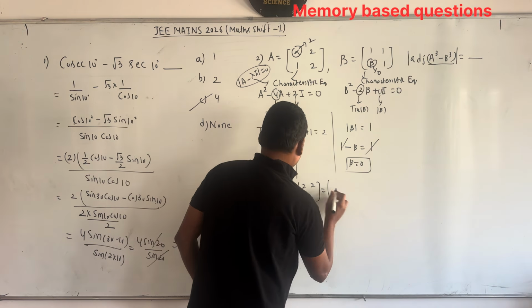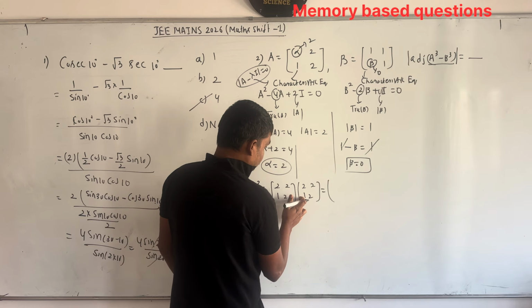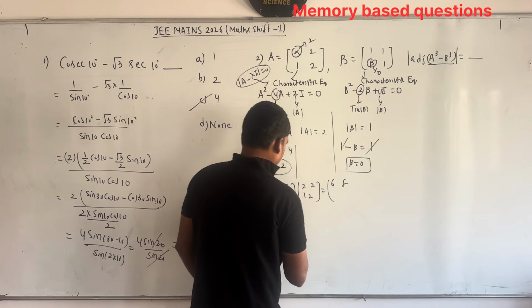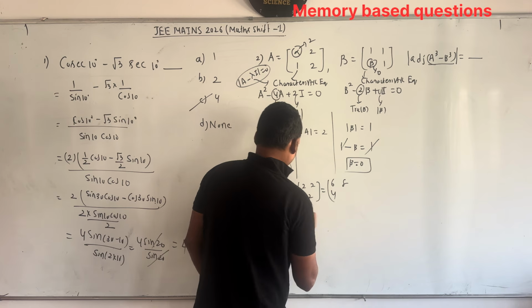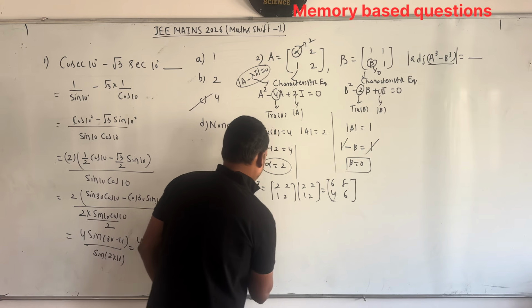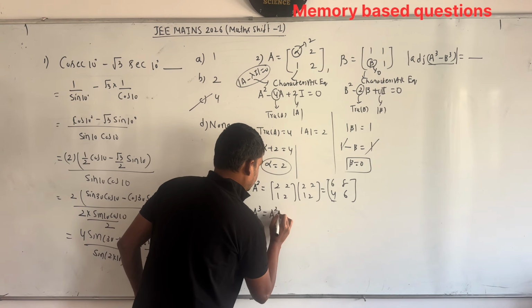A square value: 2 times 2 is 4, 2 times 2 is... 4 plus 2 is 6, 2 times 4 is 8, 1 times 2 is 2, 2 times 1 is 2, 4... 4 to 6. So we got a square. So now for the a cube value, we want a square into a.